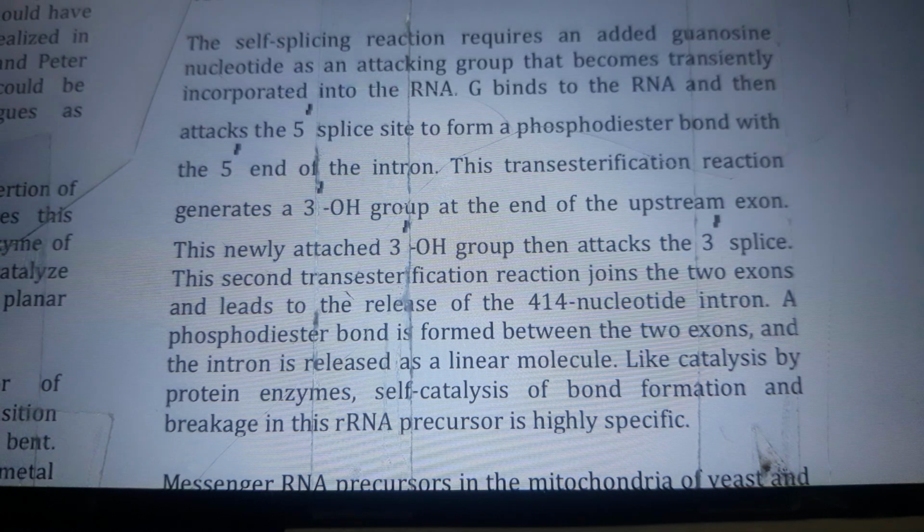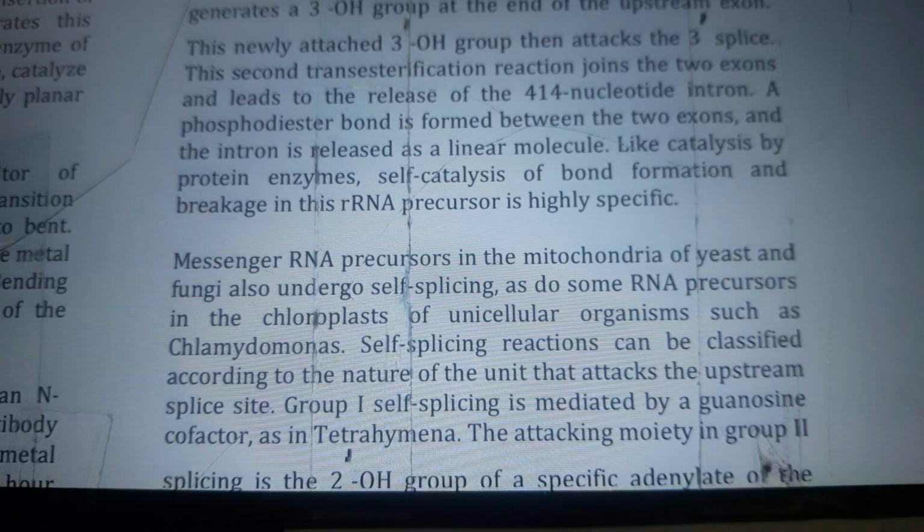This transesterification reaction generates a 3'-OH group at the end of the upstream exon. This newly attached 3'-OH group then attacks the 3' splice site. This second transesterification reaction joins the two exons and leads to the release of the 440 nucleotide intron. A phosphodiester bond is formed between the two exons.